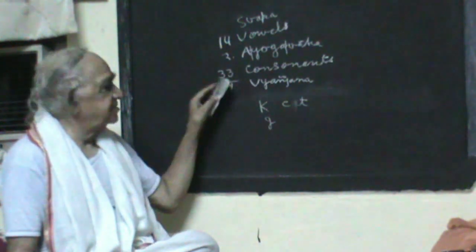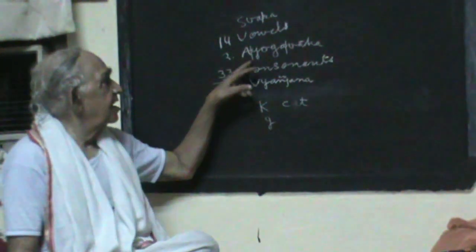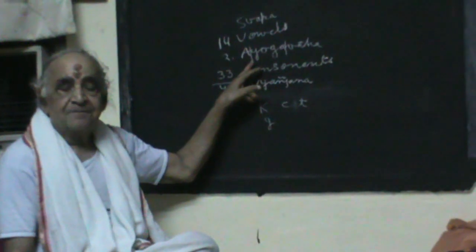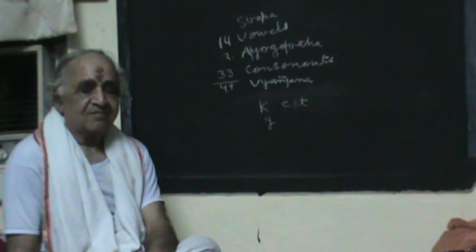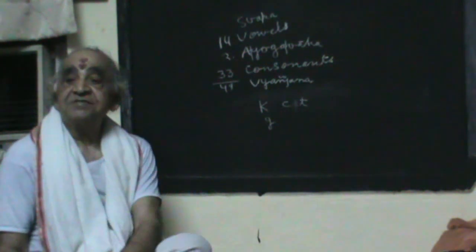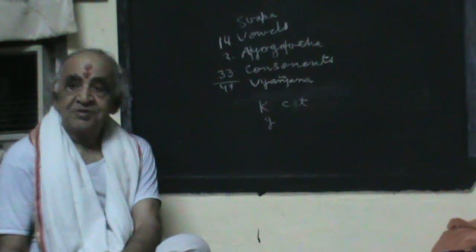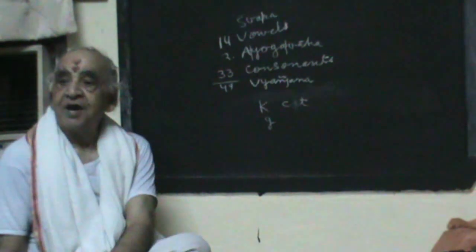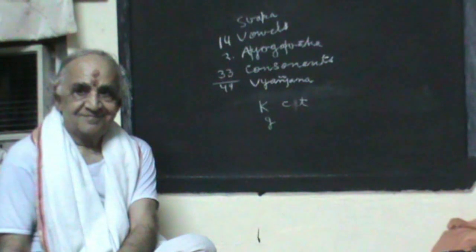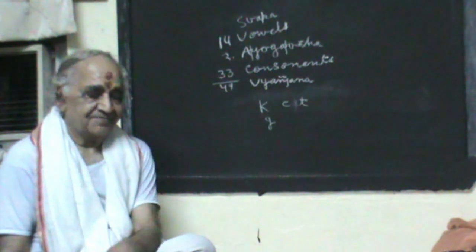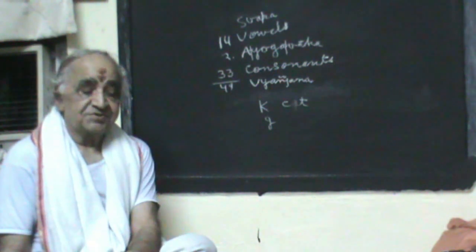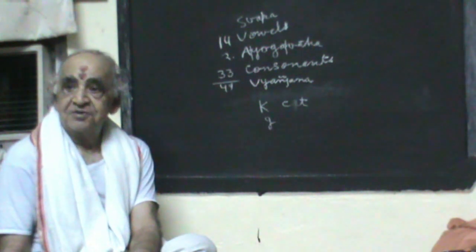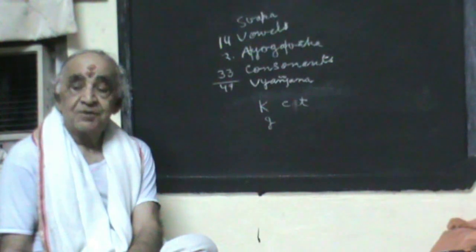Okay, so vyanjanas are 33. First of all, two ayogavaha means two doctors of deities. You know the name? Ashwini Kumar. Two doctors, who make treatment.